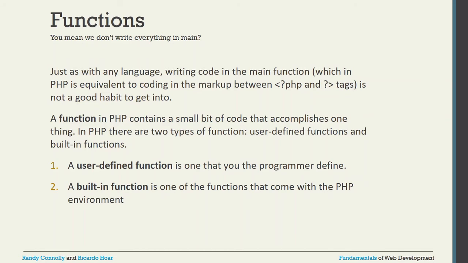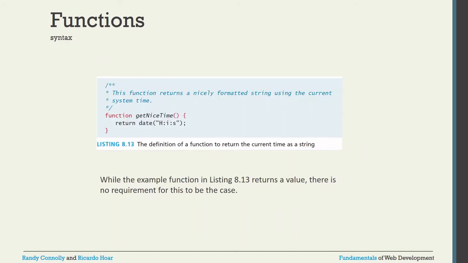User-defined functions are defined by the programmer or developer, whatever they want to do. Built-in functions are like math functions and some other things. Here you see get nice time, this is a user-defined function. The syntax is: the function keyword, then the function name, brackets, then curly brackets, and inside you write the statements of the function and close it. This is the basic common syntax to write a PHP function.